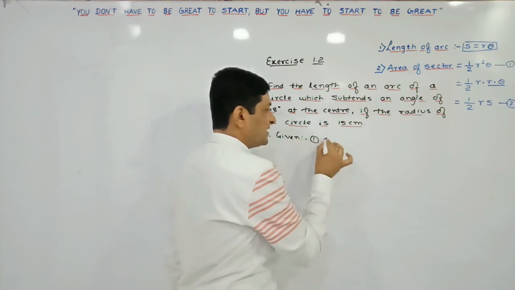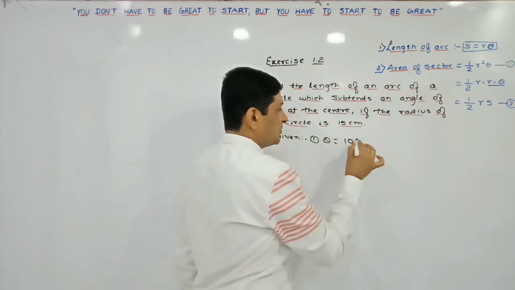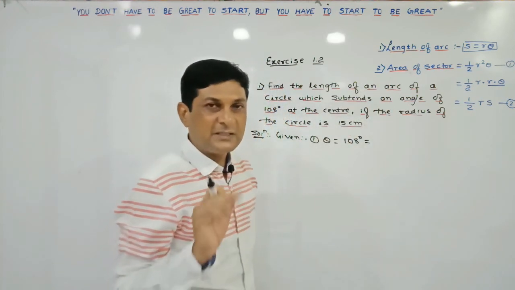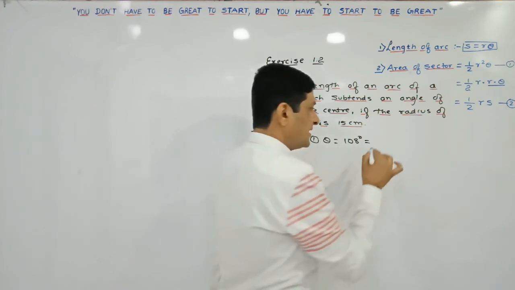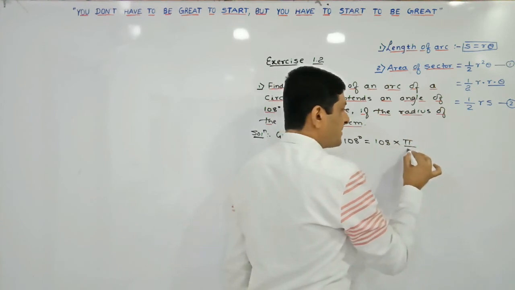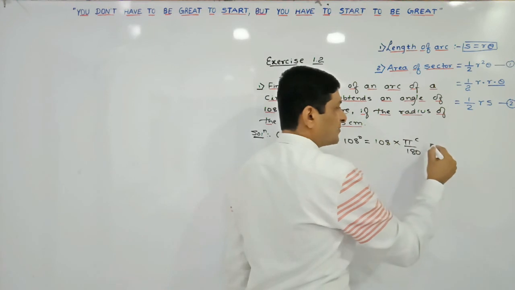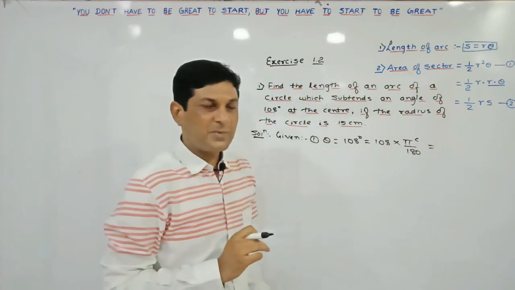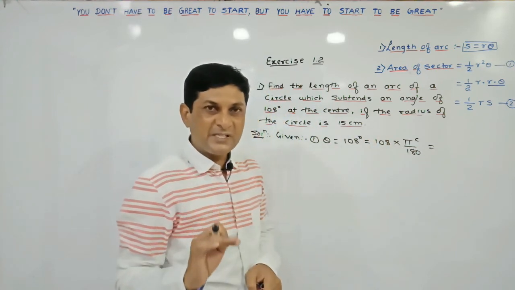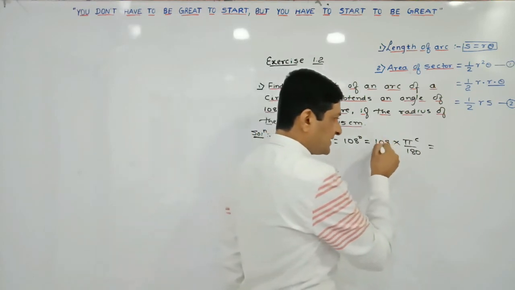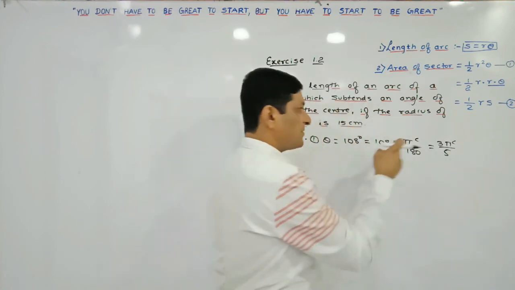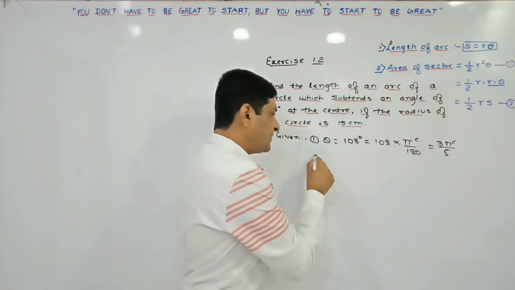What is the given condition here? The first given condition is theta. Theta is equal to what? 108 degrees. But we know that to apply this formula we have to convert this degree measure into what? Radian measure. And we know the method to convert degree measure into radian measure, simply by multiplying by pi by 180, degree will get converted into radian. The remaining part is simplification. Observe both the numbers, check whether 108 and 180 are divisible by 36. Yes, 36 threes are 108 and 36 fives are 180. So in this way we have got the value of theta in radian.